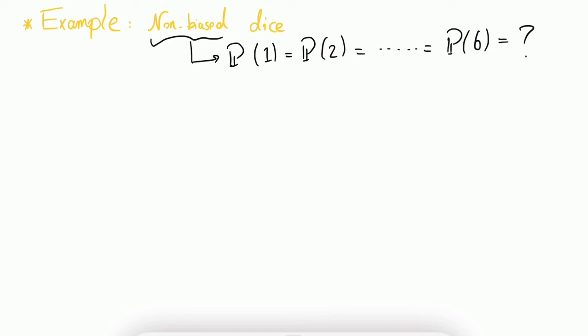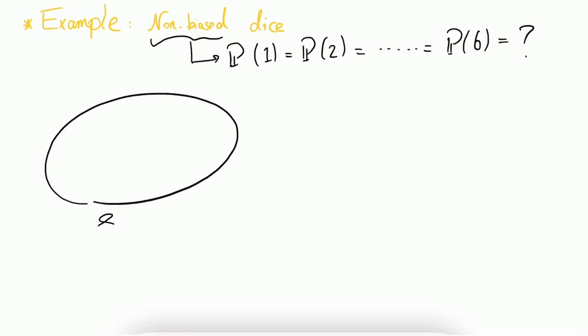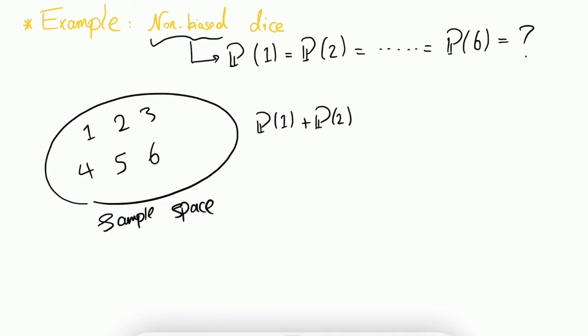So again, like what we did with the previous example, we first form our sample space. So again, this is our sample space. And what are the possible outcomes? The possible outcomes are 1 to 6, just as I've described earlier. And we know that the probability of observing all of these is equal. So we can write probability of 1 plus probability of 2 plus probability of 3, 4, 5, and 6 equals 1. But we know that these are all equal.